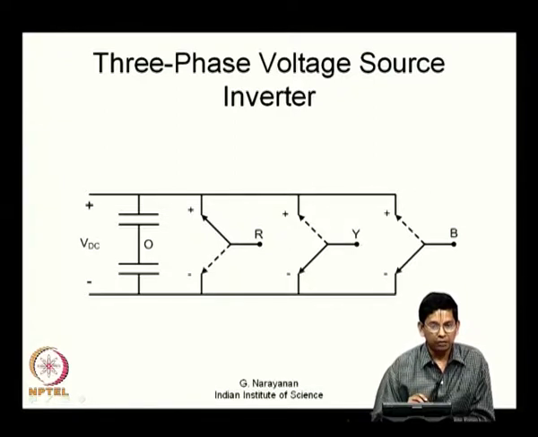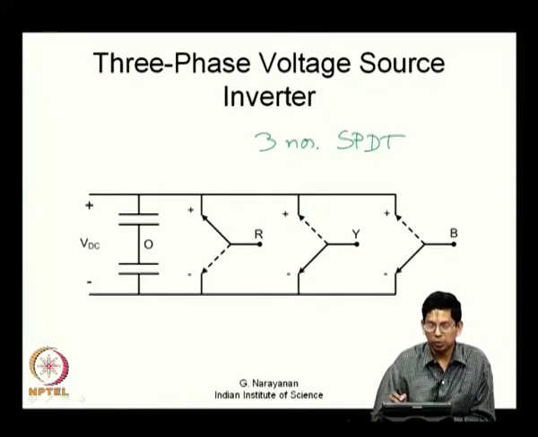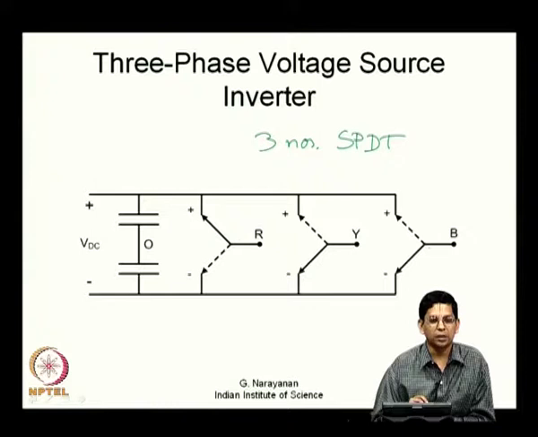The load is presumed to be inductive. Every terminal of the load should be connected to a pole. So, you can't have just 2 poles, you must have 3 poles, or you must have 3 single pole double throw switches instead of 2 that you had before. This is what you mean by adding an additional leg. Earlier the single phase voltage source inverter had only 2 legs, because the load has only 2 terminals. Now, you have 3. So, you have an additional leg added in here. The configuration is essentially the same. The 3 phase load is connected to these points, which are indicated as R, Y and B here.